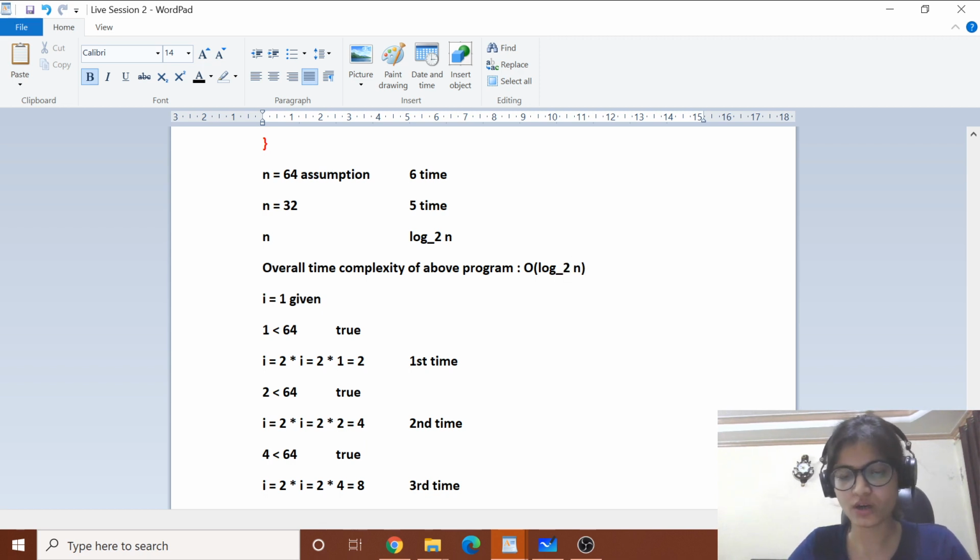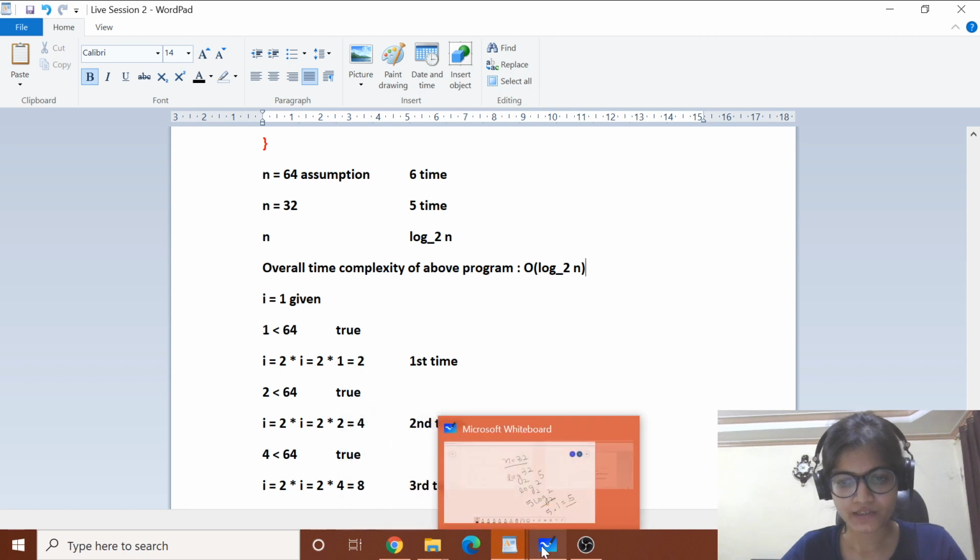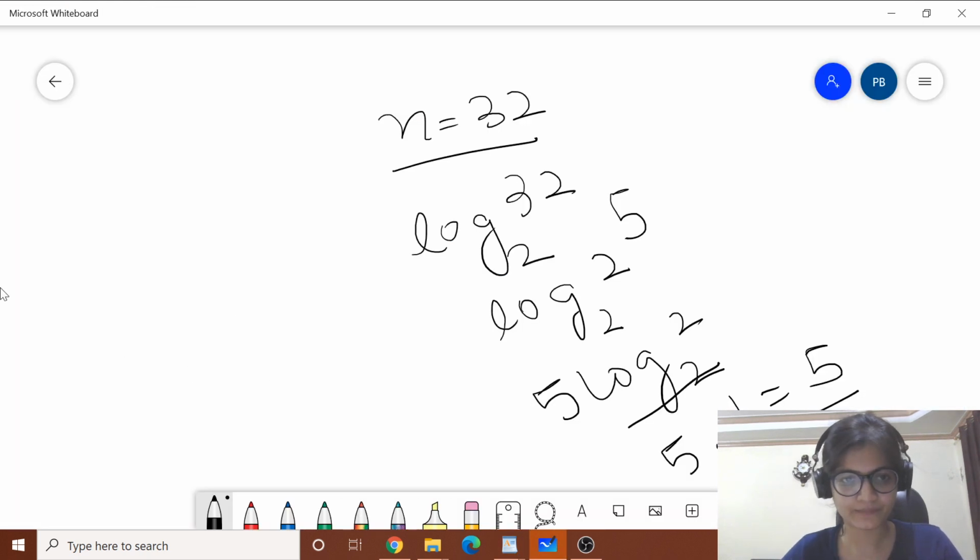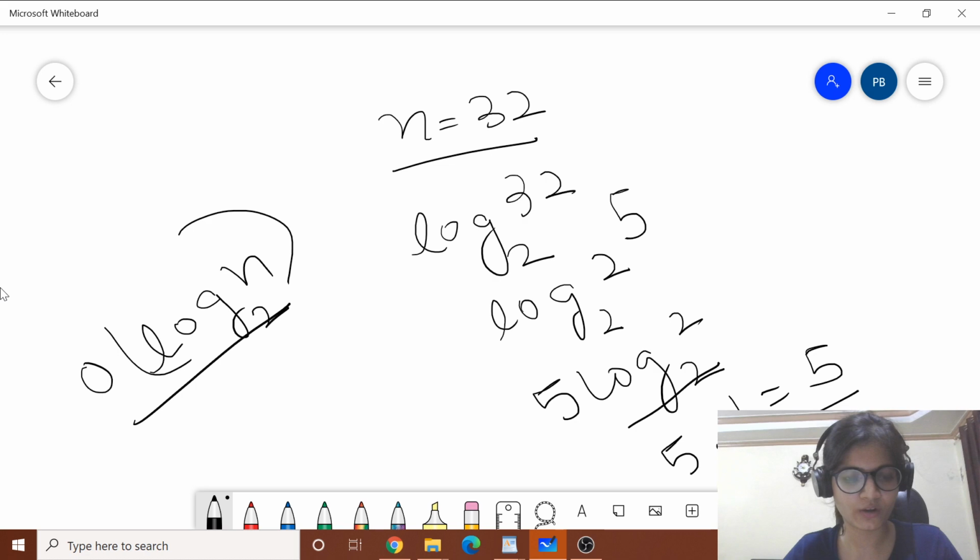I am representing the base with an underscore because we can't type the base as a subscript. But you know this is the base. My meaning of writing is log base 2 of n, order of log base 2 of n. This is the time complexity.